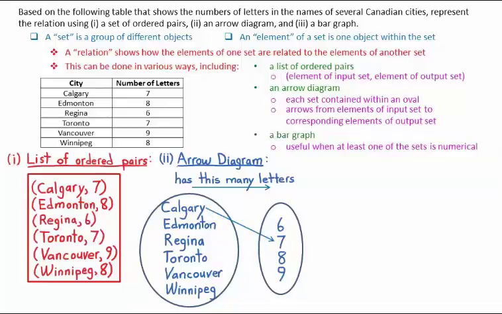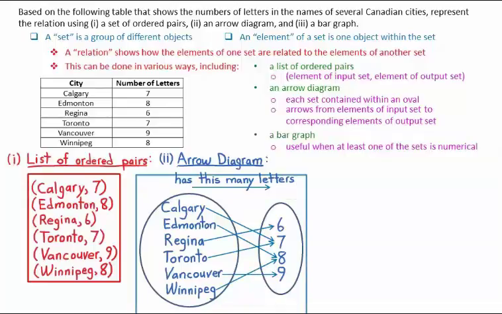Calgary has 7 letters, so we draw then an arrow from Calgary to 7. An arrow from Edmonton to 8, Regina to 6, Toronto to 7, Vancouver to 9, and Winnipeg to 8.